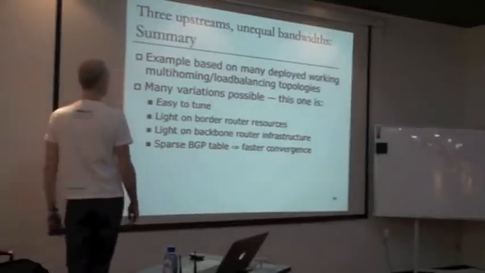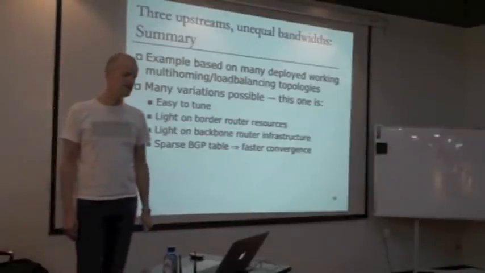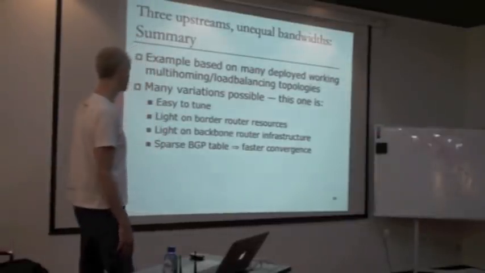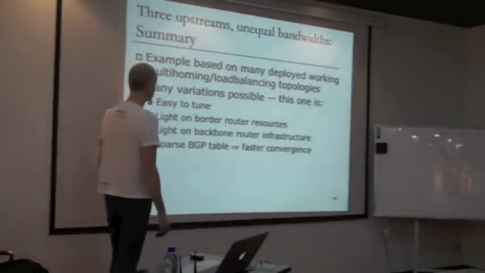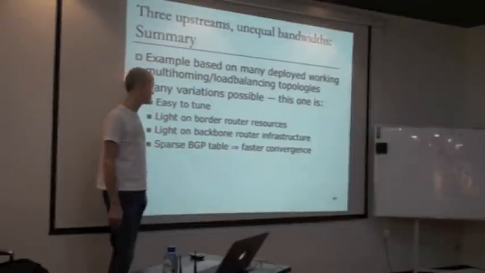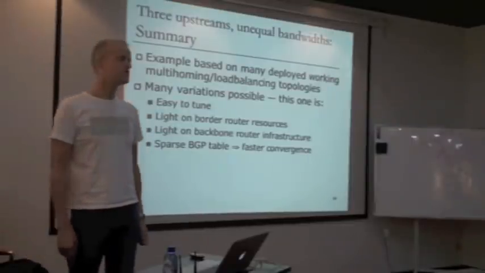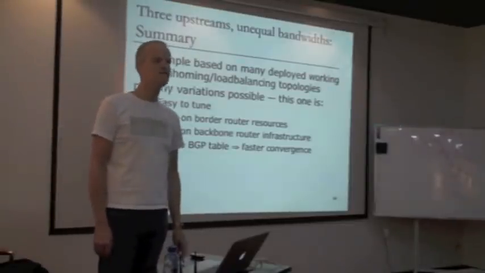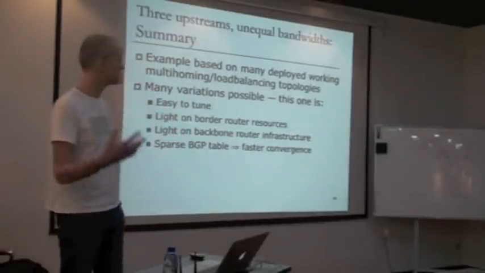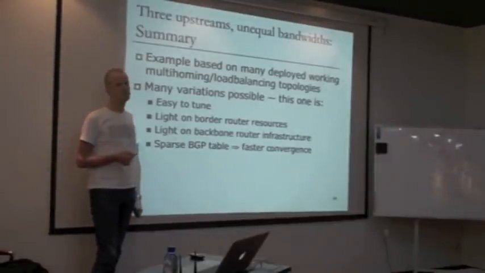Okay? So that's another typical example. Right, so this example is based on many working configurations. There are many variations possible on this, but this shows you what to do with 3 upstream providers. It's very easy to tune. It's light on border router resources. It's quite light on the backbone router infrastructure as well. And the thing is, with a sparse BGP table, the convergence is much faster. We're talking seconds rather than minutes. So this is really one of the best ways of trying to do multi-homing without carrying lots of copies of the full BGP table.